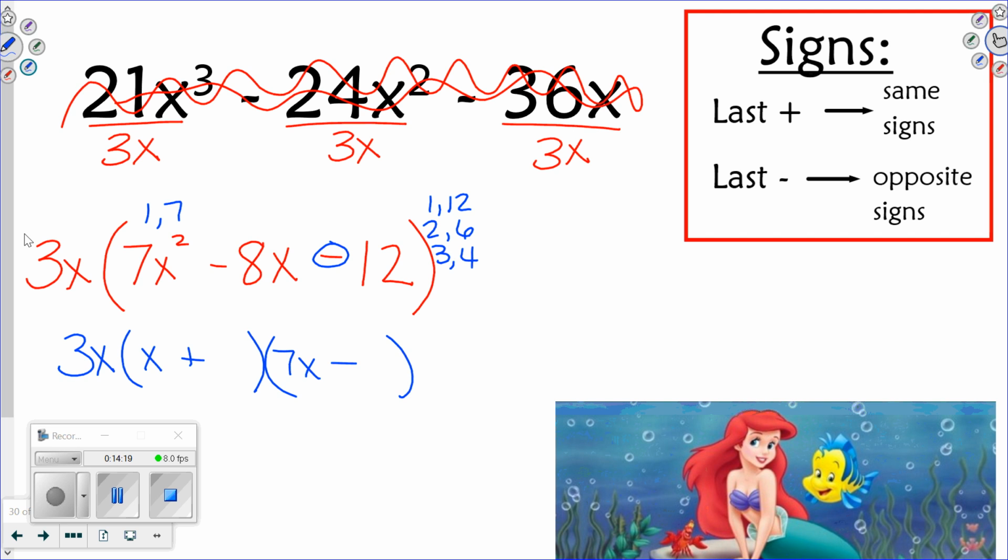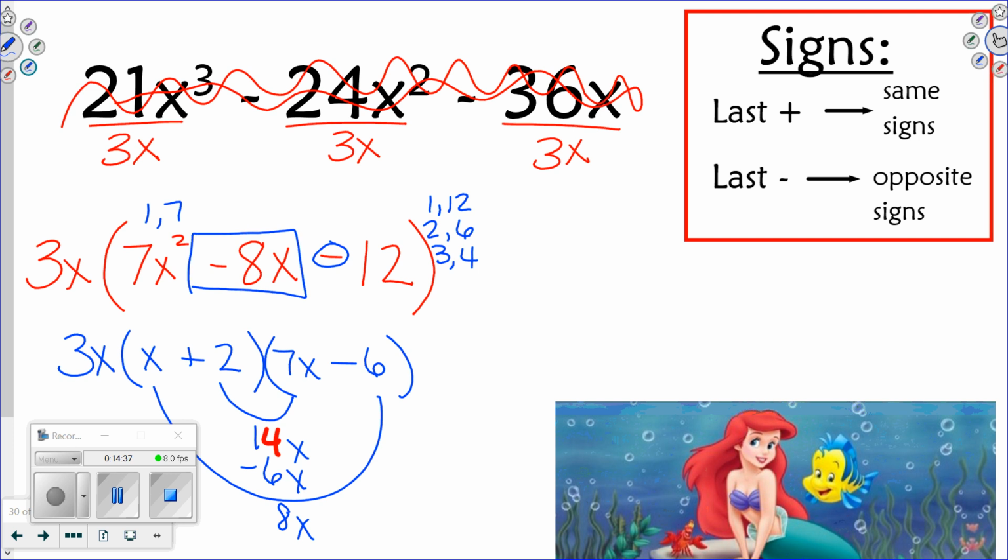1 and 12, 2 and 6, 3 and 4. 2 and 6. And again, we check. Sometimes we get lucky, sometimes we don't. So that gives me 14x minus 6x. That's 8x. How do we do? Switch my signs. My number's right. I got the 8x, but my sign's wrong. That just means I need to flip my signs, because then that flips all of these, and I'm good.